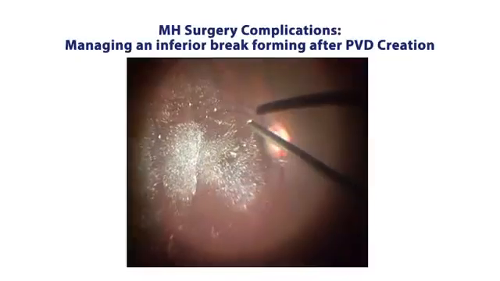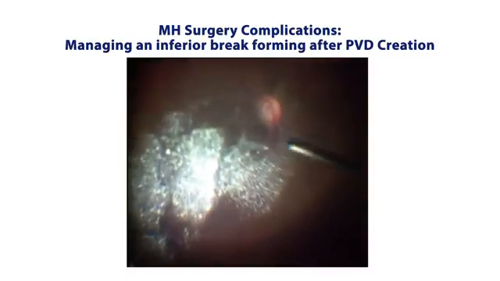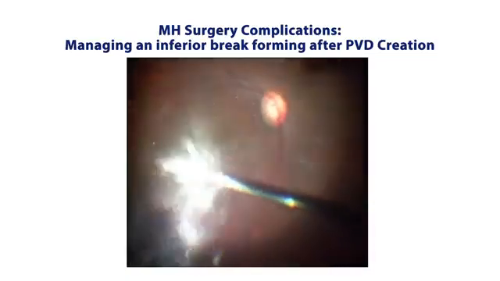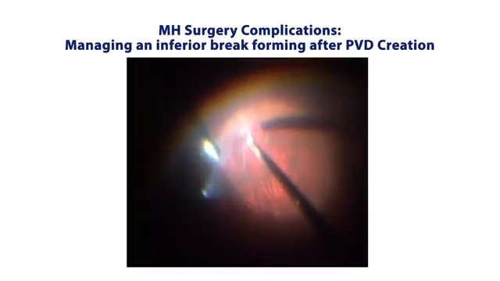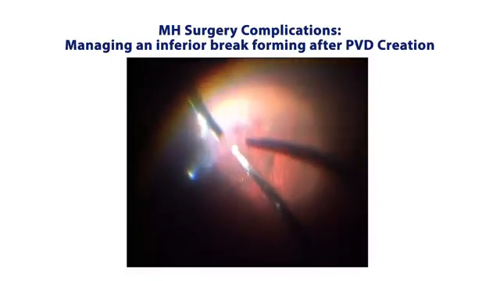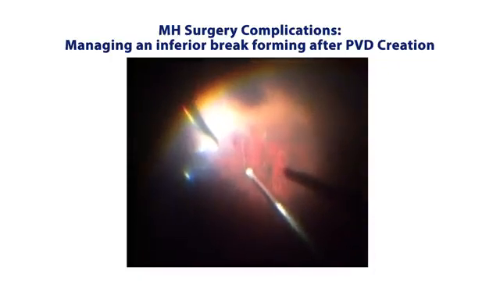I wanted to show you one of the common complications of macular hole surgery, which is due to the PVD creation, sometimes peripheral retinal breaks form. And they are very common in the inferior periphery. As you can see here, after a PVD creation, there are a few flaps and a mild bleeder which is seen, which tells you that that surface is disturbed and there could be a small hole there.